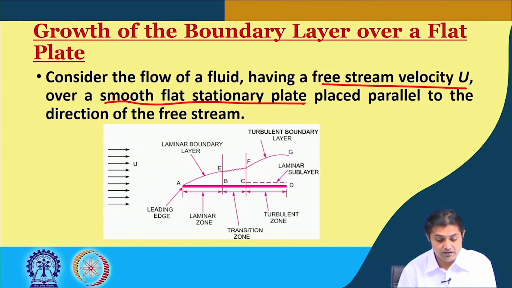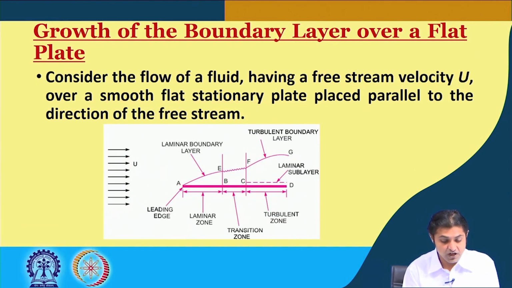So, I will explain the terminology here. This is the free stream velocity where the flow is coming, this is the velocity u, and it encounters a plate here. So, this is the plate. Because the flow will strike the plate here first, that is called the leading edge, and this is point A. After that we will see why this is the laminar zone, why this is the transition zone, why this is the turbulent zone, but just to show you in the diagram.